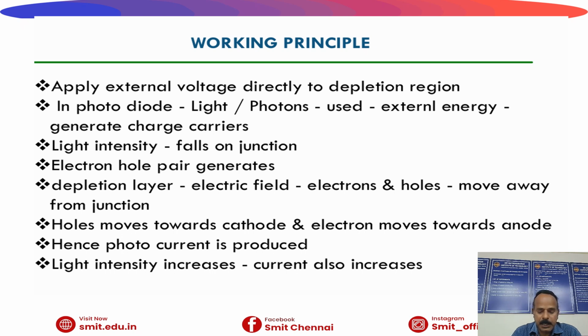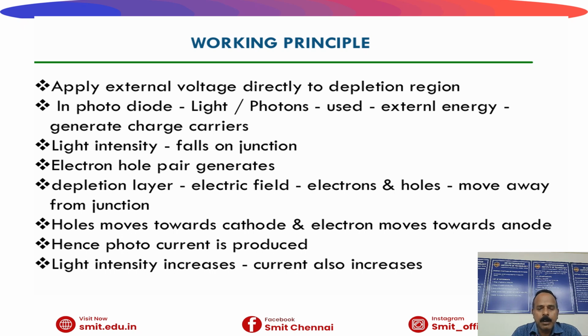The forward bias characteristics are very similar to a normal diode, but photodiodes behave quite differently in reverse bias. Photodiodes are very rarely used in forward bias. Their main operation lies in the reverse bias region only, where they can act as light sensors.